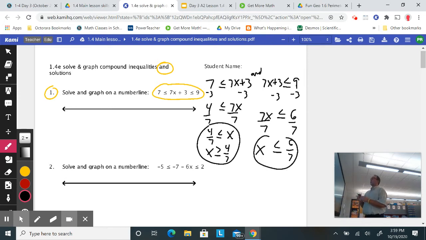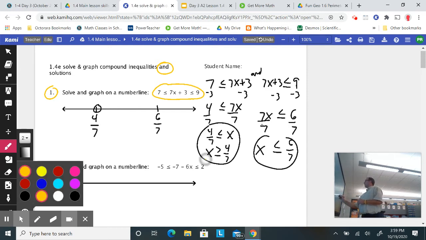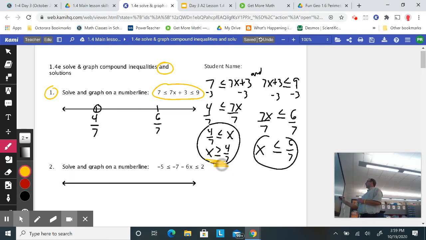So I need to go to my number line, and I need two values. I'm looking at 4/7 and 6/7. 4/7 is less than 6/7. So I write that to the left. 6/7 would be greater, so to the right. I'm going to circle the 4/7, and it says over here, I want all the numbers that are greater than or equal to 4/7. In other words, 4/7 is less than or equal to the numbers I want.